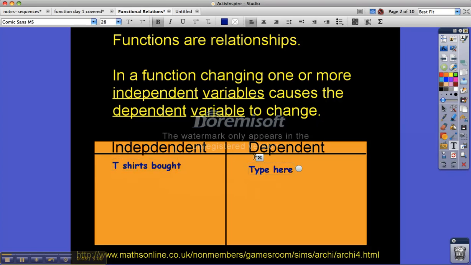The dependent variable for that would be the cost, or the total cost I pay. I get to decide how many t-shirts I bought. The store gets to then use their formula to determine the total cost I pay. So pause the video and list as many as you can.